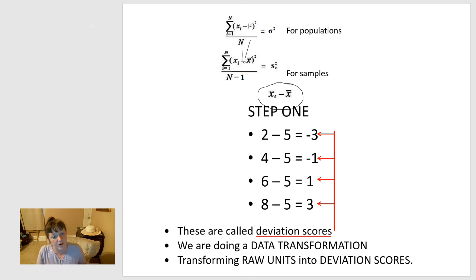So I have to subtract the average from every single person's score in order to properly execute this part of the equation, right? In order to subtract the average x bar from everyone's score, I'm going to have to do it 4 times. So I take 5: 2 minus 5, negative 3. 4 minus 5, negative 1. 6 minus 5, positive 1. 8 minus 5, positive 3. And to refresh your memory, these are the deviation scores because they now tell me how each person deviates from the average. I've turned raw units, 2, 4, 6, 8, into deviation scores by subtracting the average of 5 from everyone's score.